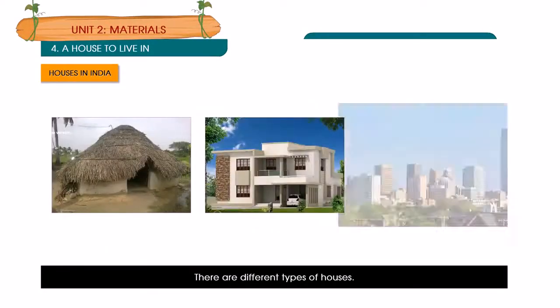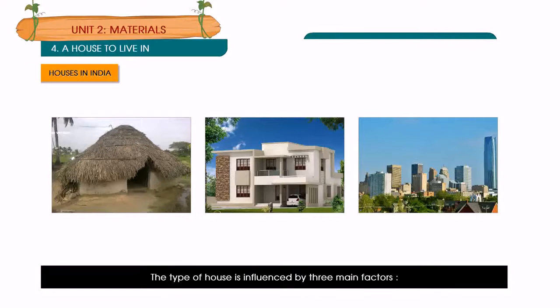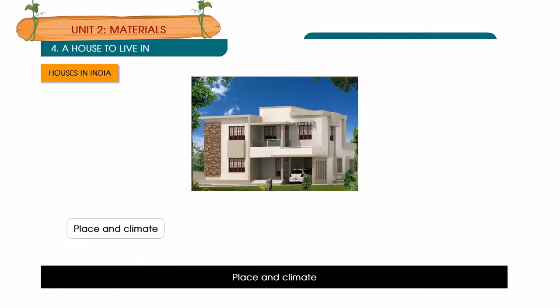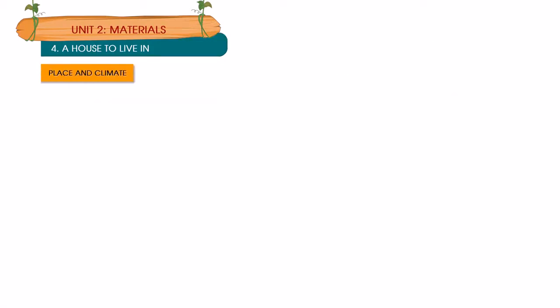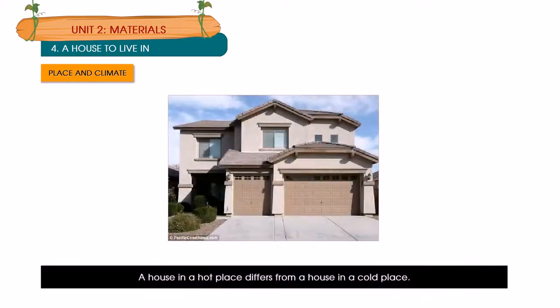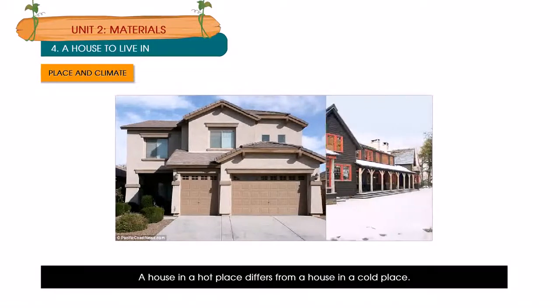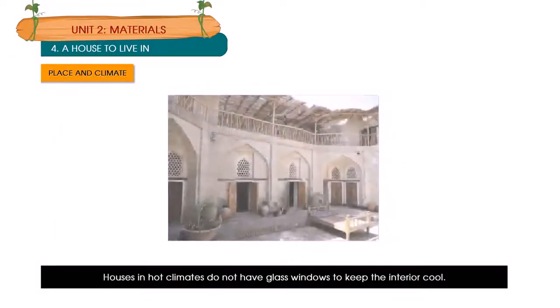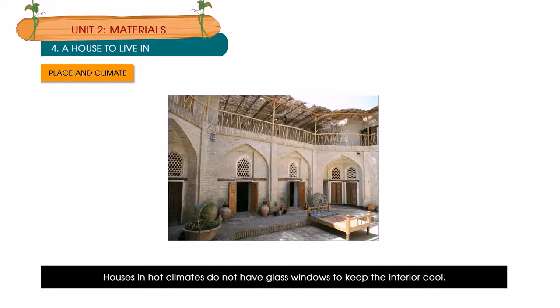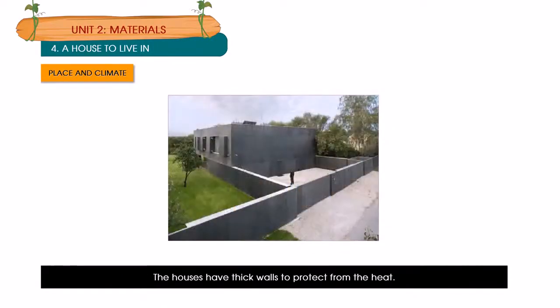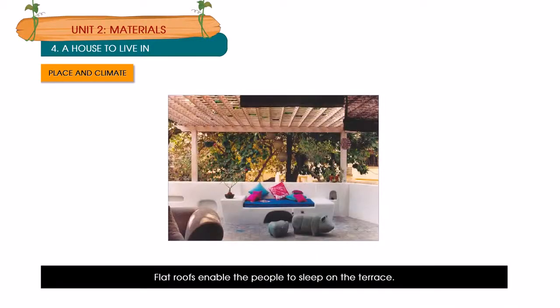There are different types of houses. The type of house is influenced by three main factors: place and climate, economy, and materials. Place and climate: a house in a hot place differs from a house in a cold place. Houses in hot climates do not have glass windows, to keep the interior cool. The houses have thick walls to protect from the heat. Flat roofs enable the people to sleep on the terrace.